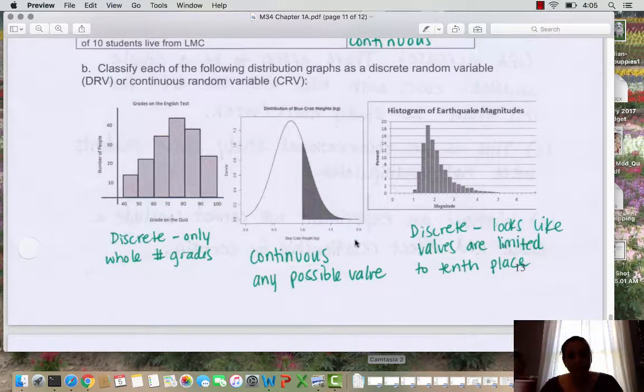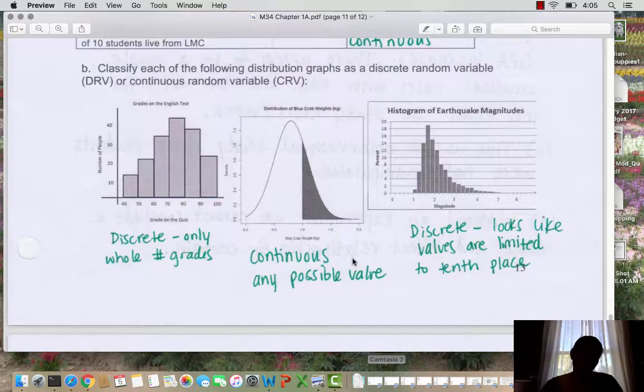The second graph is the blue crab weight in kilograms. So this is continuous, and notice the graph is really smooth here. This could be any possible value because when you put the crab on the scale, any values are possible, and then the scale could get as precise as we're able to in terms of how far out the decimal goes.